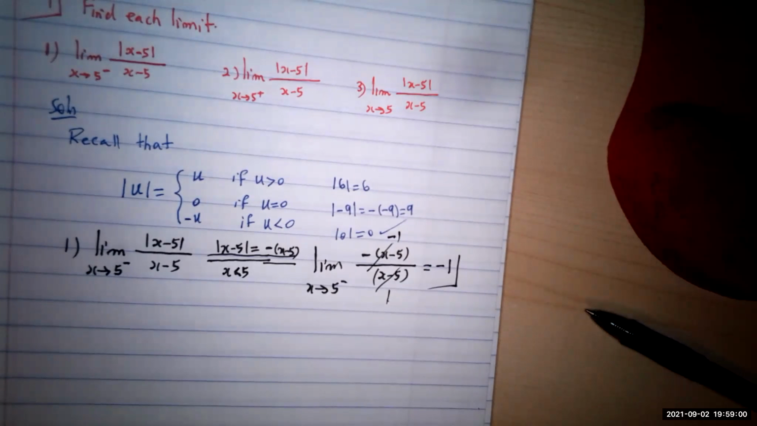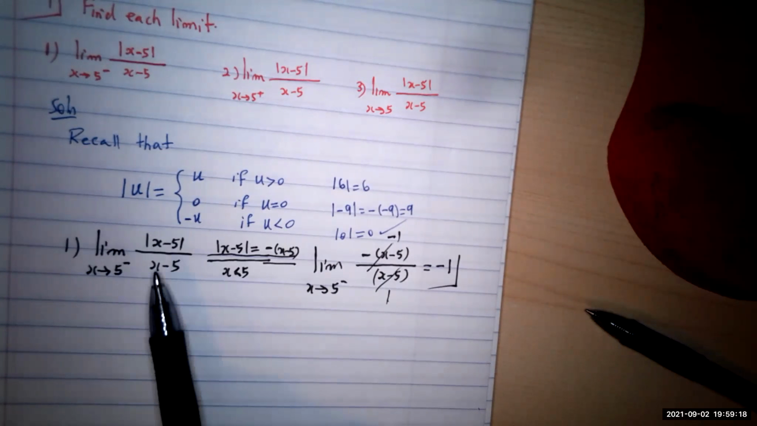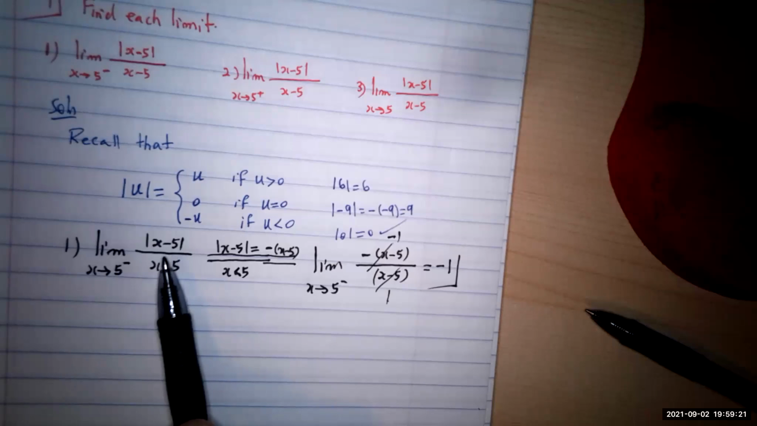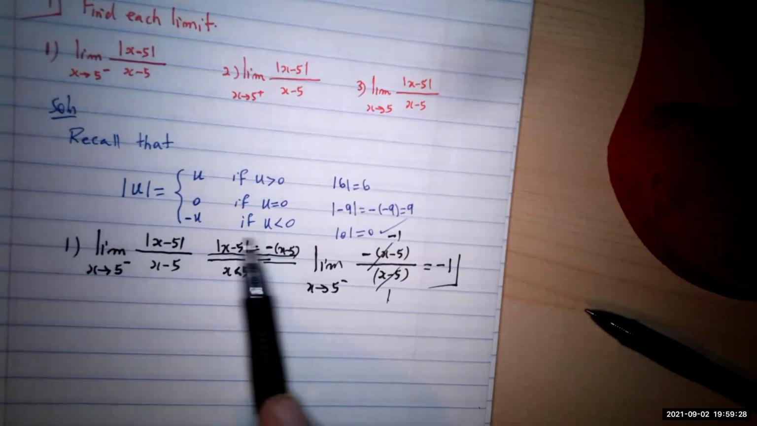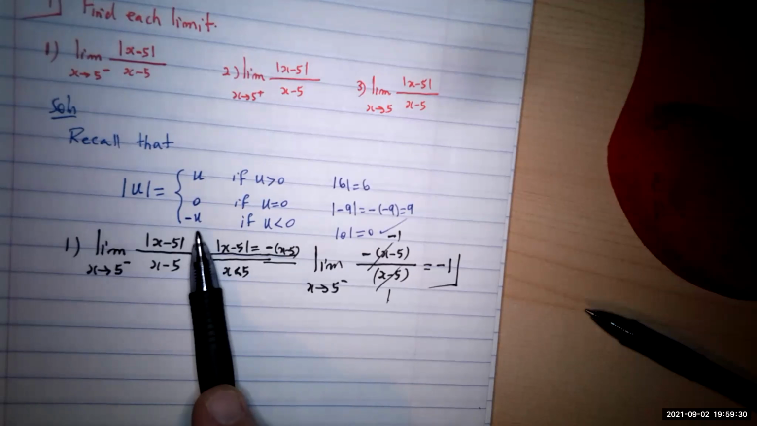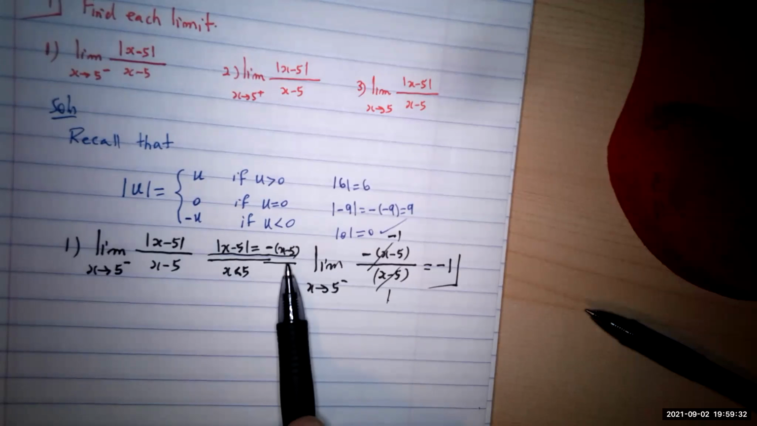Any question? This is the way you judge the absolute value. You have to make sure what the sign of the inside, x minus 5, is when you replace x by numbers. Since x goes to 5 negative, you are allowed to use only numbers less than 5. Any number less than 5 makes the inside negative. Since it's negative, you drop the absolute value, but the result would be the opposite of u, which is negative u, negative x minus 5.